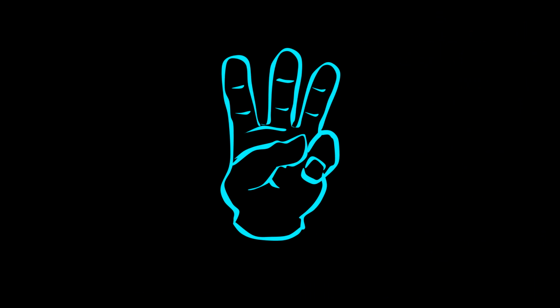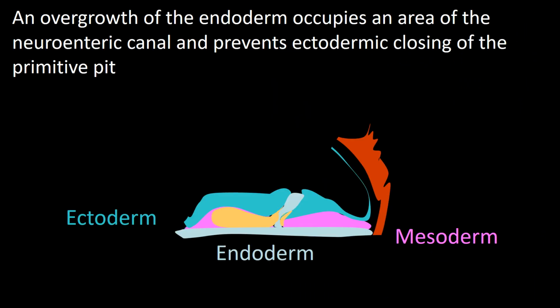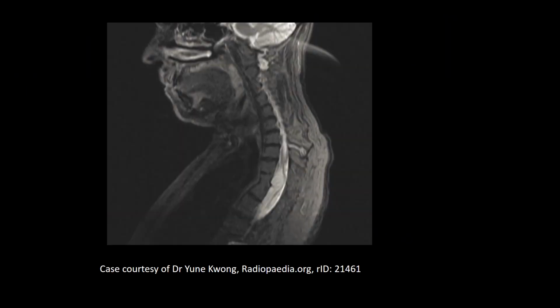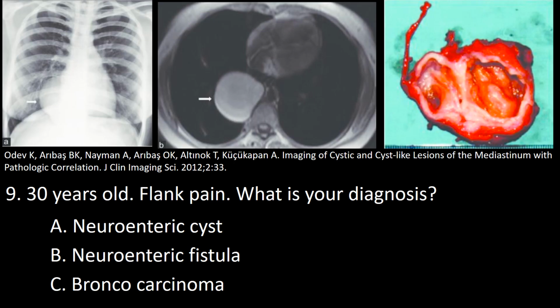The third neuroenteric pathology I will mention is one that occurs when an overgrowth of the endoderm occupies an area of the neuroenteric canal and prevents the ectodermic closing of the primitive pit, as indicated here. In such cases, a neuroenteric cyst appears that communicates with the skin, as you can see in this MRI of the spine. Notice the communication indicated by the arrow. So the answer to this question is A.